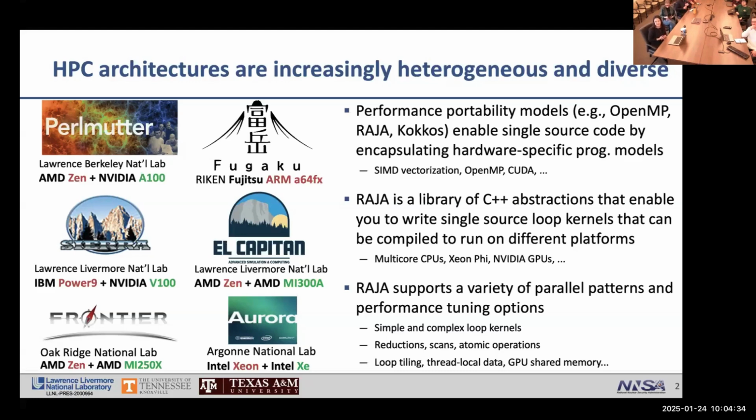Some examples of those are OpenMP, RAJA, and Kokkos. RAJA is actually a library from Lawrence Livermore National Lab, which is in C++ abstractions. And so it enables this ability of writing a single source loop kernel and compiling it and running it on many different platforms. So it supports a variety of parallel patterns and performance tuning options. Whatever your application is doing, whatever types of kernels it's running, it can support many of those.